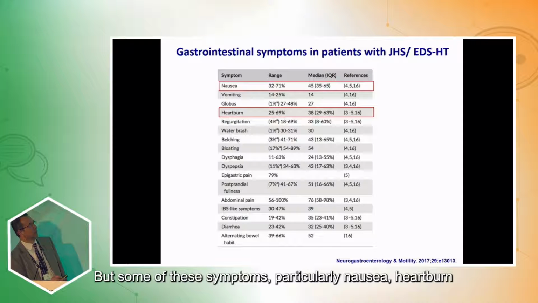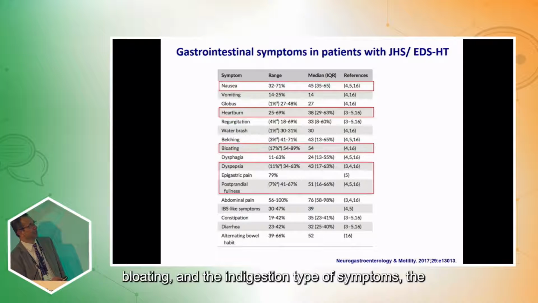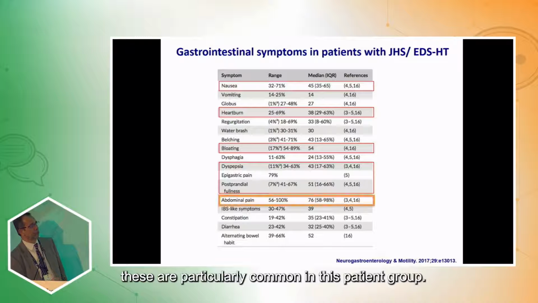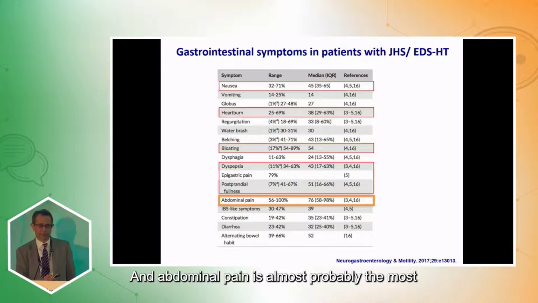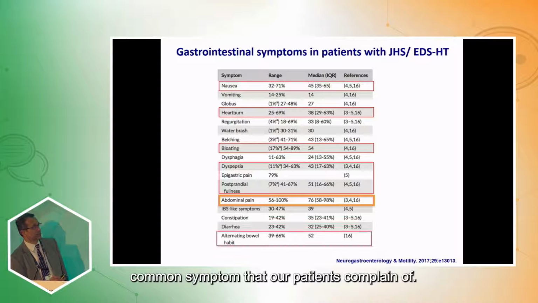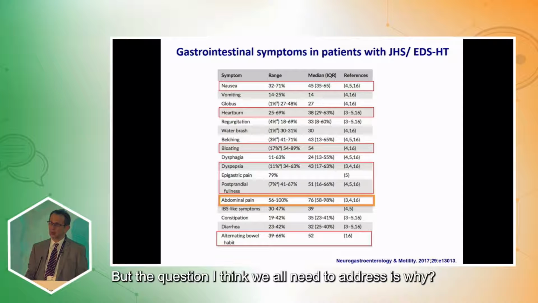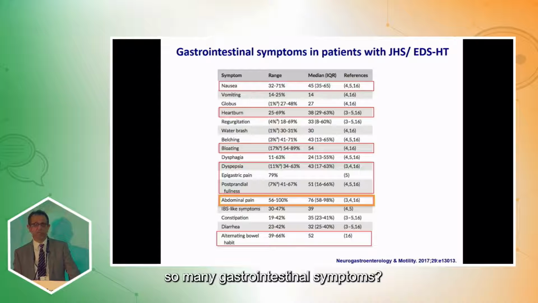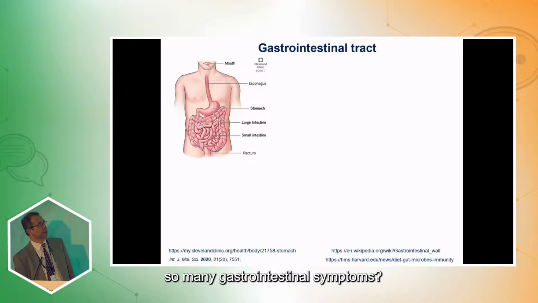But some of these symptoms, particularly nausea, heartburn, bloating, and the indigestion type of symptoms, the upper tummy pain, epigastric pain, fullness after meals, are particularly common in this patient group. Abdominal pain is probably the most common symptom that our patients complain of. Similarly, change in bowel habits is a pretty common problem as well. But the question I think we all need to address is why? Why are our patients experiencing so many gastrointestinal symptoms?